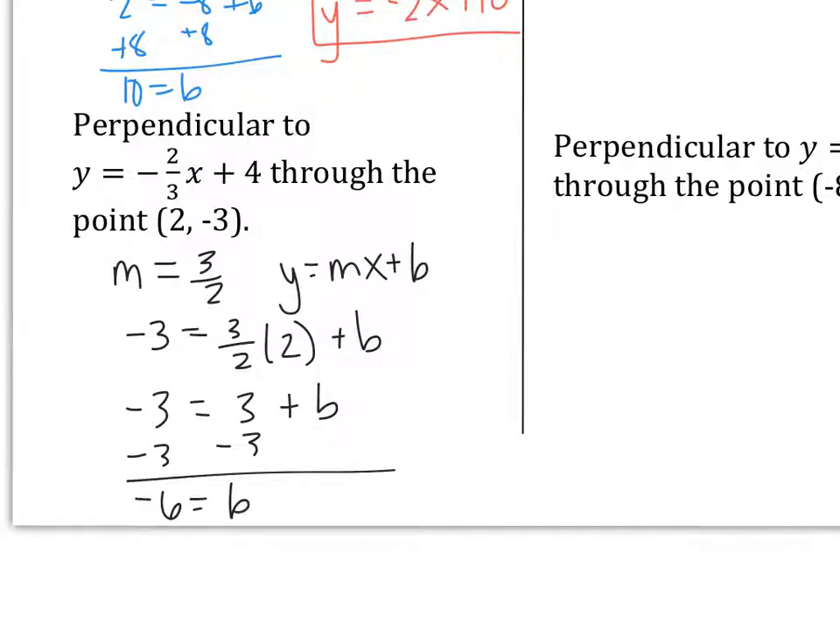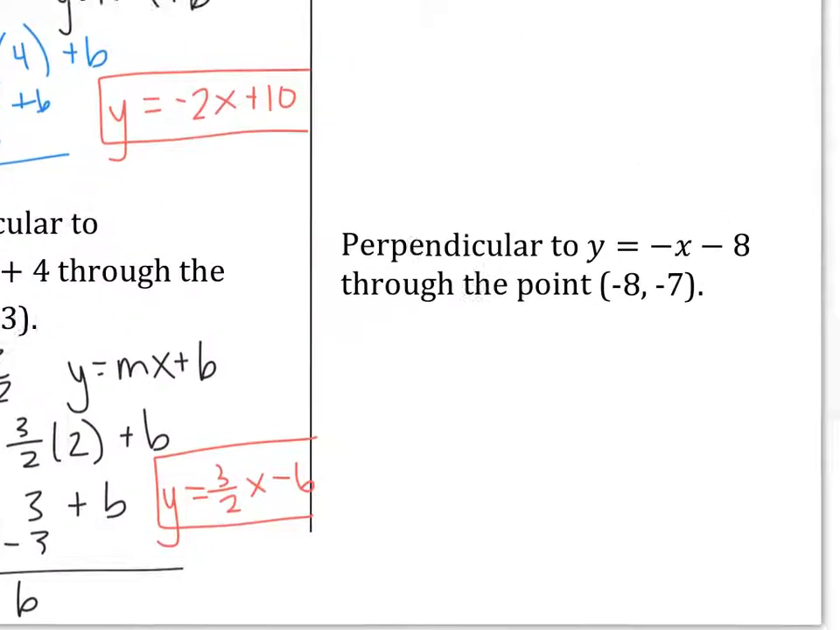So if I write this all together in slope-intercept form, y equals 3/2 x minus 6. And again, that would be the line that's perpendicular to y equals negative 2/3 x plus 4 that goes through that specific point of (2, negative 3).